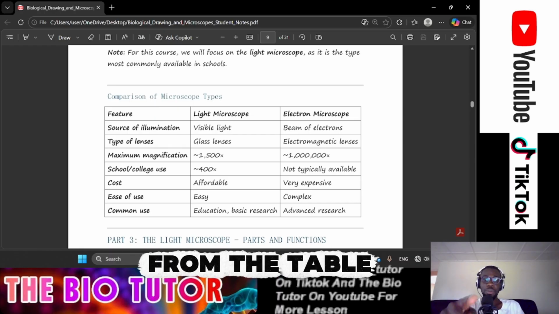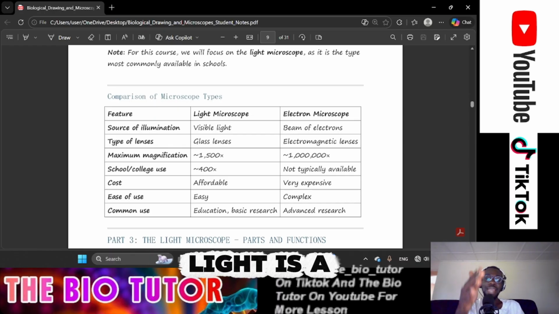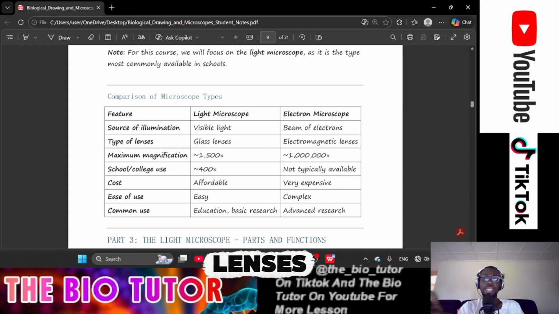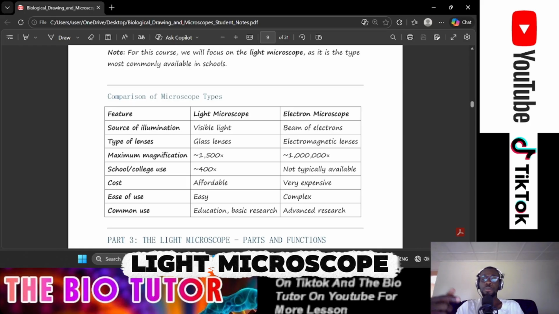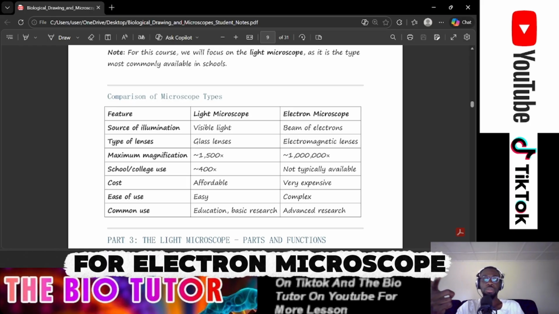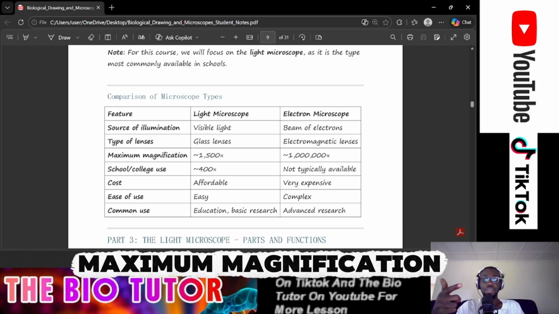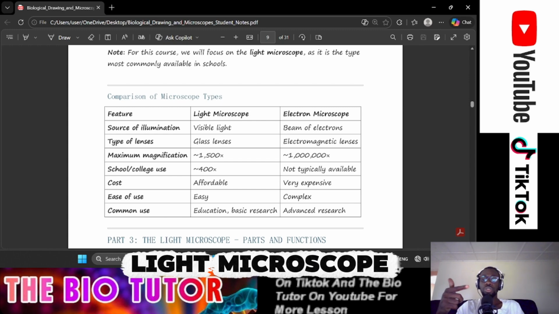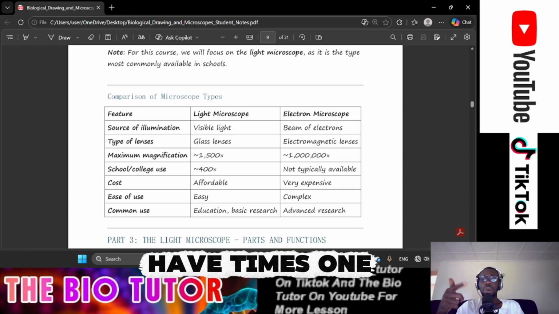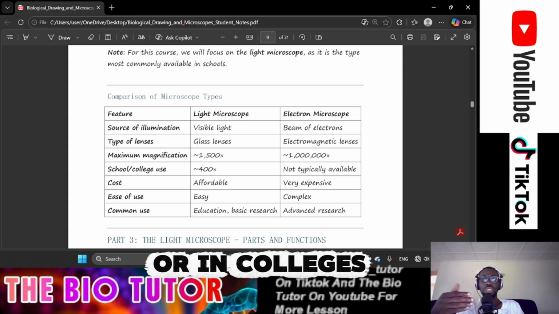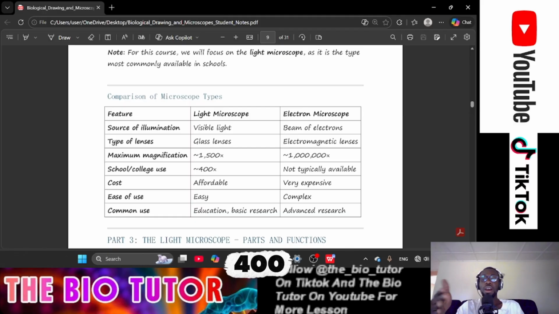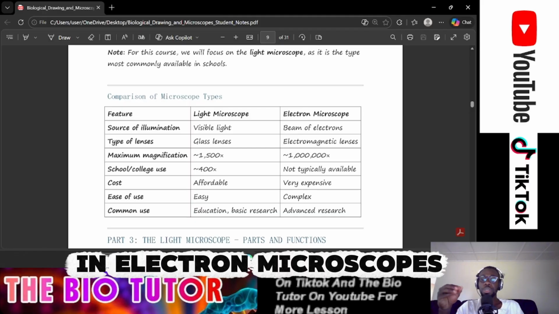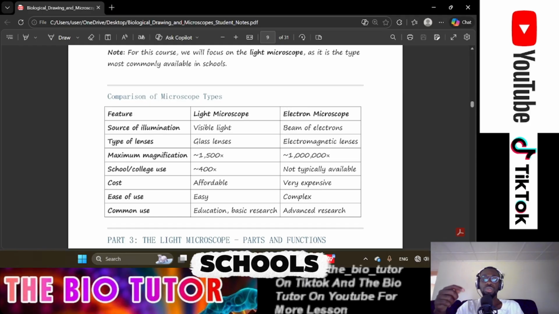As you can see from the table, the source of illumination for the light microscope is visible light, and for the electron microscope it is a beam of electrons. For the type of lenses, we have glass lenses for the light microscope, and electromagnetic lenses for the electron microscope. Maximum magnification: times 1,000 for the light microscope, and times 1 million for the electron microscope. Schools or colleges use times 400. Electron microscopes are not typically available in schools or colleges.